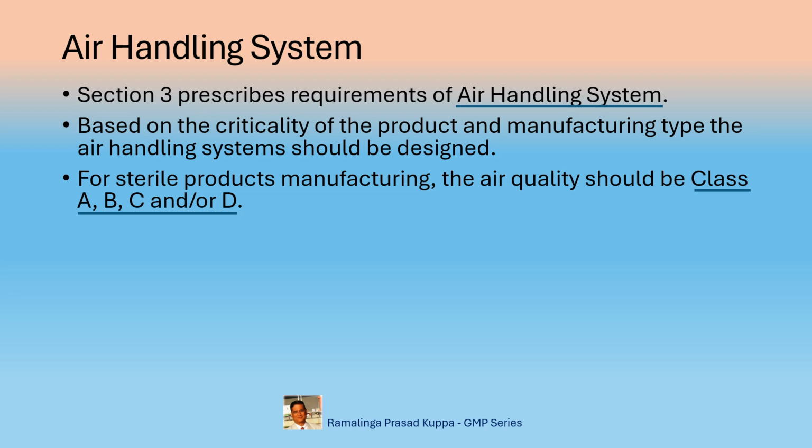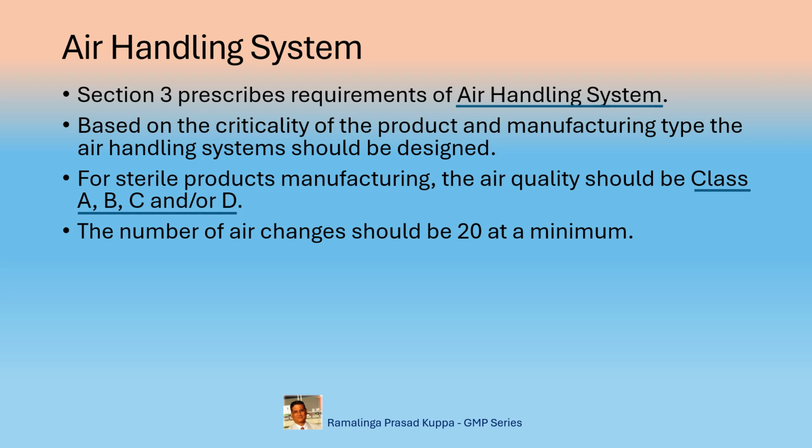Class A is the most stringent, with a maximum of 100 non-viable particles larger than 0.5 microns allowed. Here, the number 100 is particles per cubic feet. It is also expressed as particles per cubic meter. The number will be 3500. It is a simple conversion factor from cubic feet to cubic meters. Similarly, for class B, it is 1000, for class C, it is 10,000, and for class D, it is 100,000. There are also specific requirements for viable particles. That is the requirement for microorganisms.